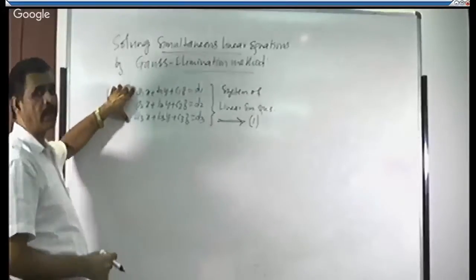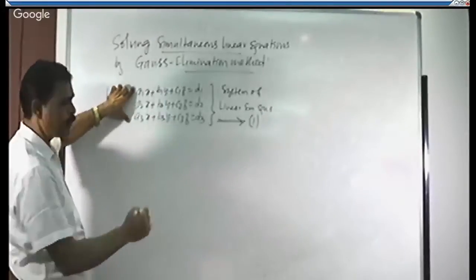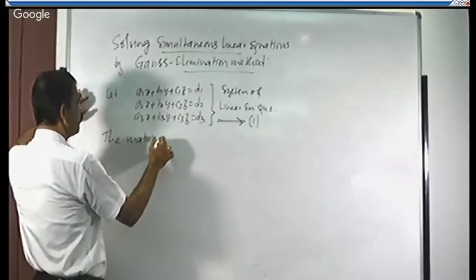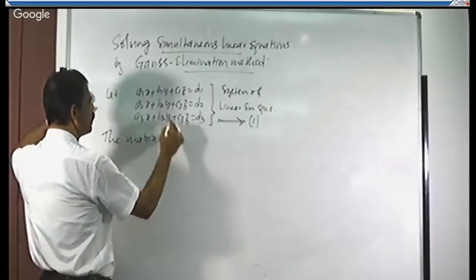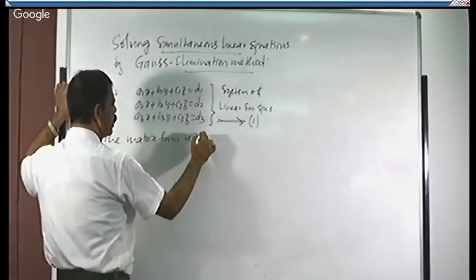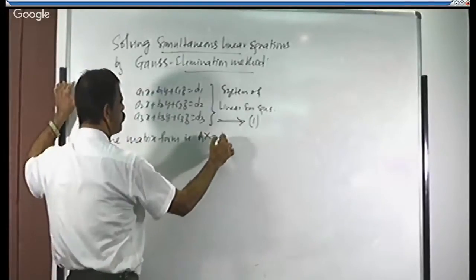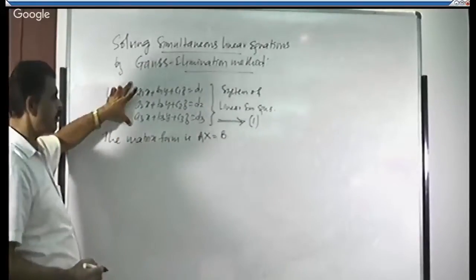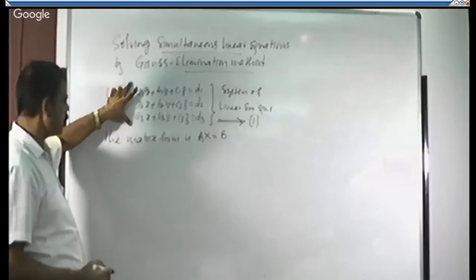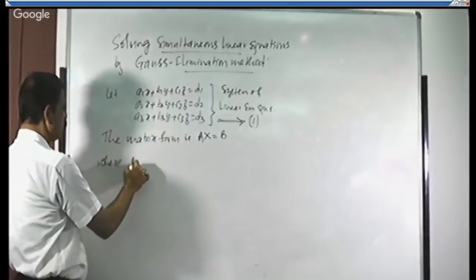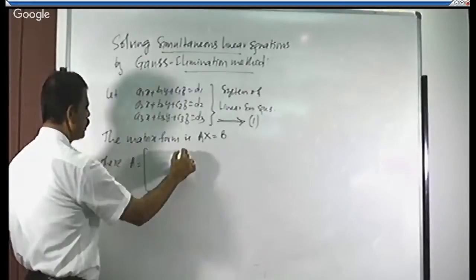These equations can be taken into matrix form. The matrix form of these equations is AX is equal to B. The matrix form of the given system of linear equations is AX is equal to B, where A is equal to, it is the coefficients of x, y, z.